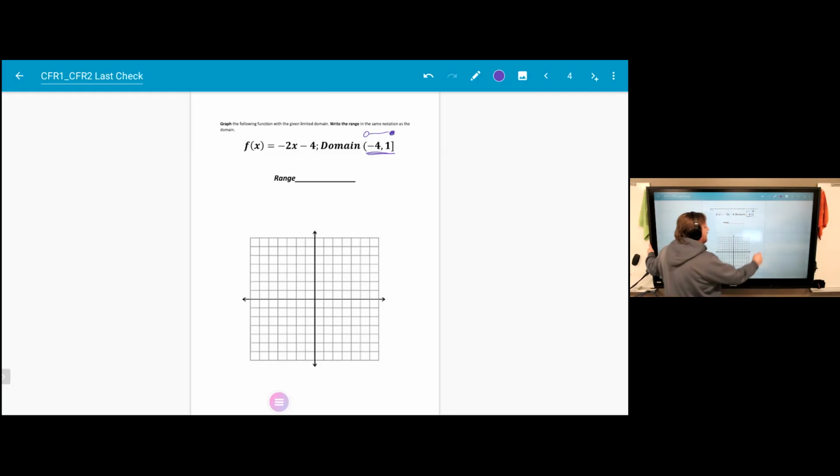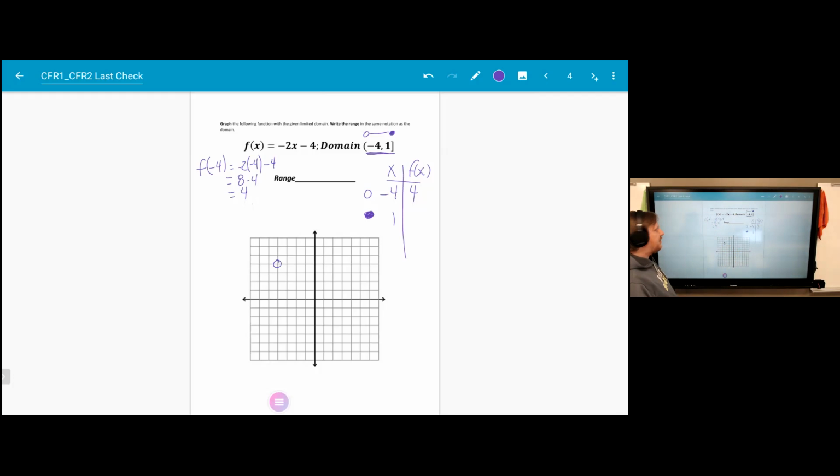So let's see, I know my smallest x value. My smallest x value is -4. My biggest is 1. When I figure this out, I'm going to have an open point at -4, whatever the y value is there. And when x is 1, I'm going to have a closed point. So let's figure out what those are. The value of the function when x is -4 is -2 times -4 minus 4, which is 8 minus 4, which is 4. So at -4, 4. That is an open circle.